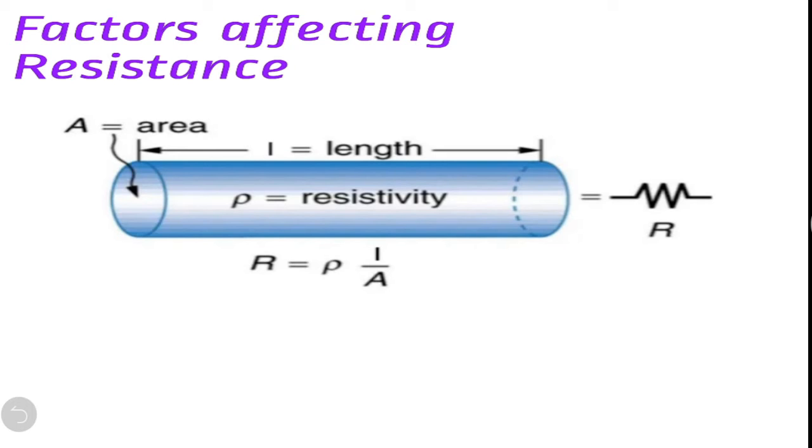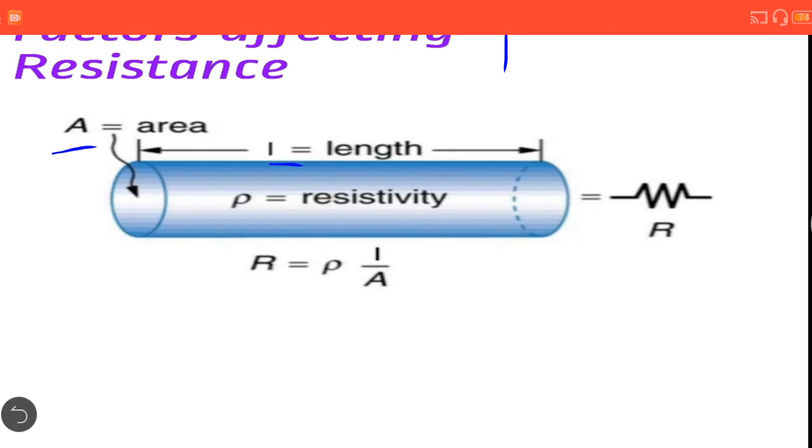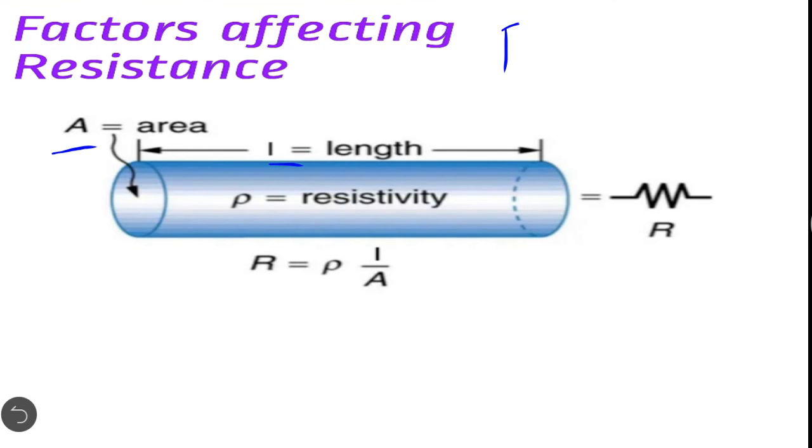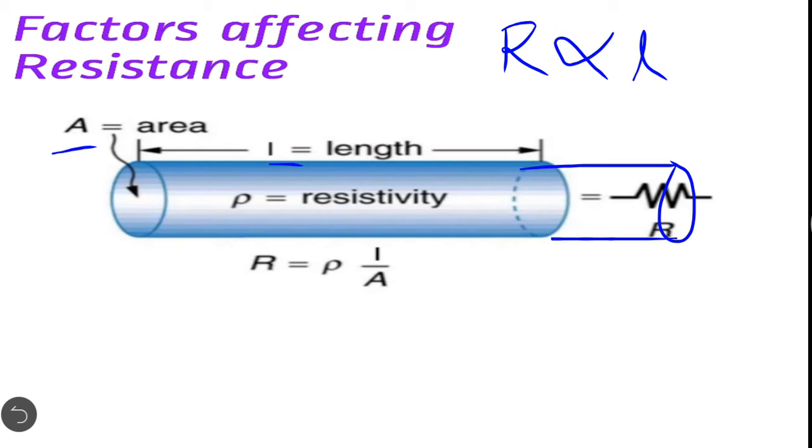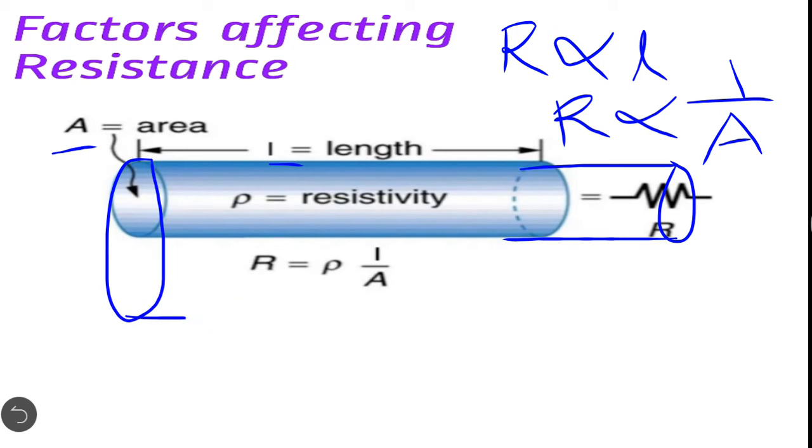Let us know that. You can see a material here of length L and area A. Now the relation is: R is directly proportional to L. If you increase the length of the material, its resistance, its opposition, will also increase. And the second relation is that resistance is inversely proportional to area. This means that if I increase this area, then the resistance will become less.